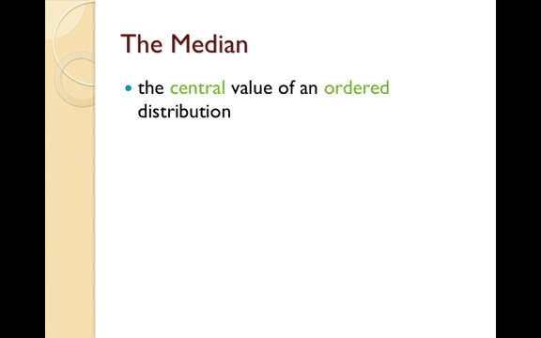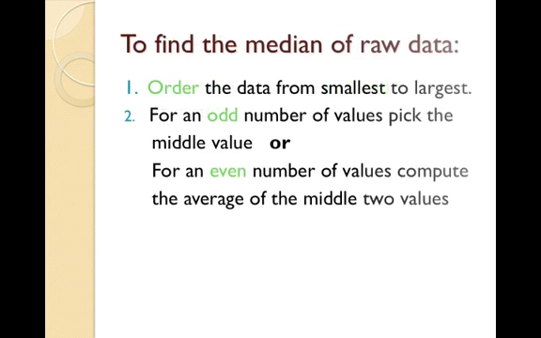Another measure of central tendency is the median, and that's the central value of an ordered distribution. So you just list everything in order and find the one that's in the middle. Like the median in a road is that raised area in the middle. The median is the middle value.